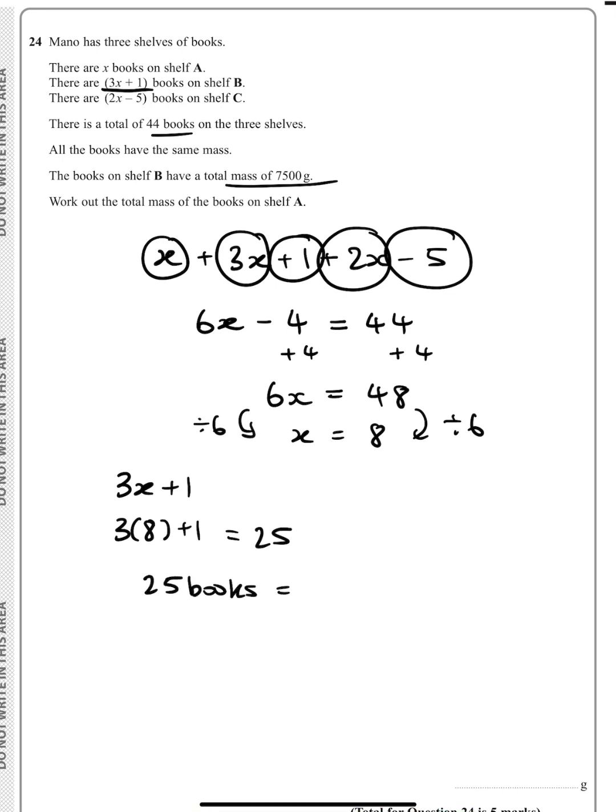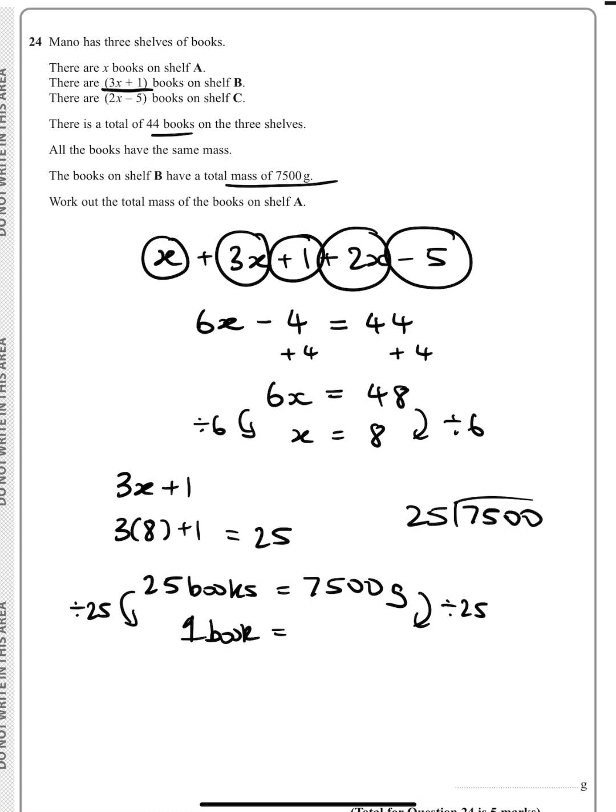And they have a total mass of 7,500 grams because it tells me that in the question. So I now need to find the weight of one book by dividing both sides by 25 because 25 divided by 25 leaves me with one book. So 7,500 divided by 25. So 25 into 75 is 3. And then I've got 0, 0. So 300 grams is the weight of one book.